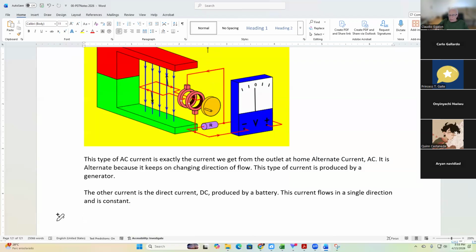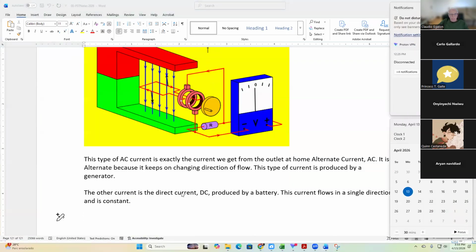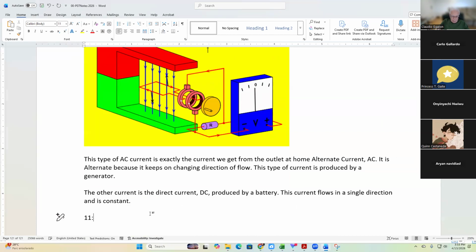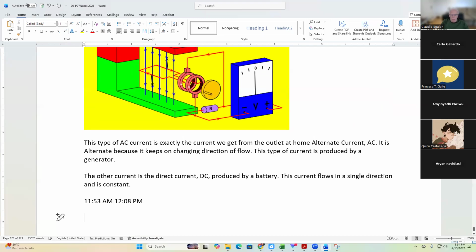So it is now 11:53 a.m. Let's take another break. Let's see, to 12:08 p.m., right? Yeah, 12:08 p.m. So let's have a break and I'll see you in 15 minutes. Bye.